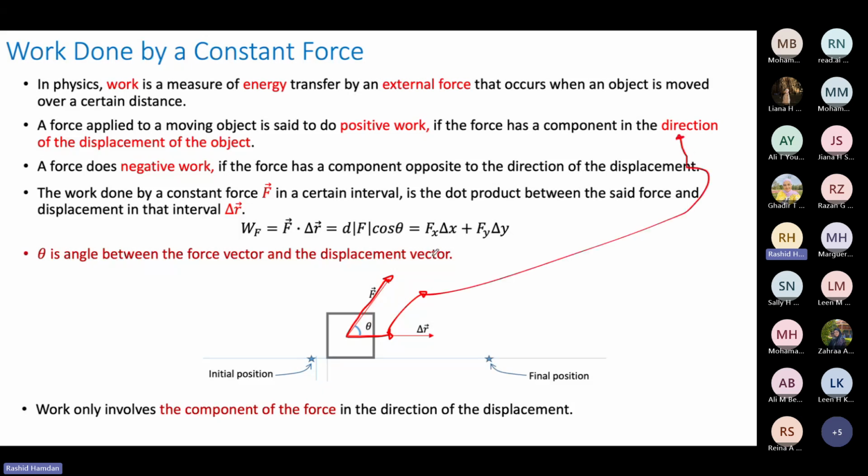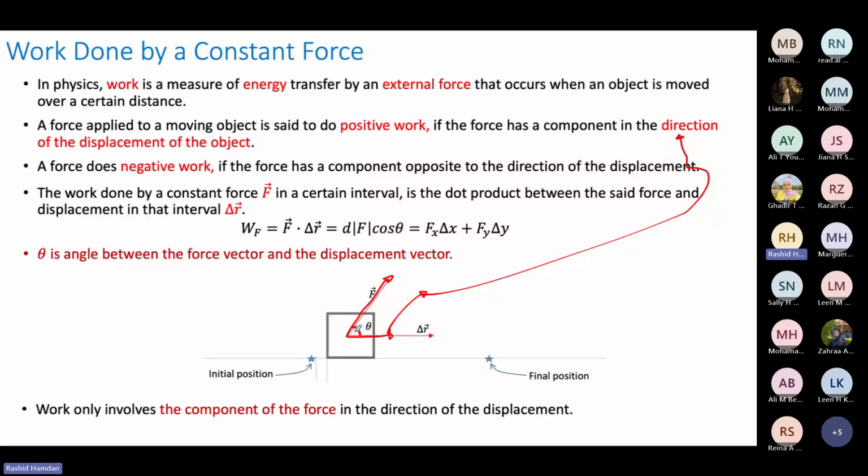And this gives me the cosine of theta, where theta is the angle between the displacement and F. So if theta is between 0 and 90, I get a positive cosine. If theta is exactly 90, I get 0. If theta is above 90, up to 180, I get a negative work.